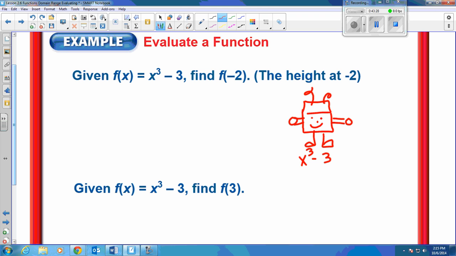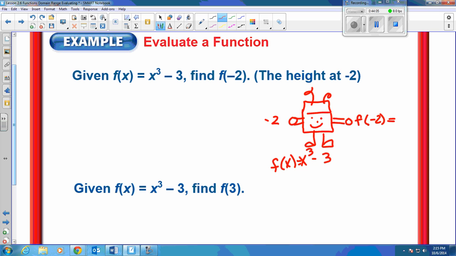Well, x is really my what? What's another word for x? Domain, or my independent, or my input. So his whole job is to take the input, cube it, and subtract 3. So f of negative 2 means if the input was negative 2, what is f of negative 2? What is the output at x equals negative 2? What is the range for a domain of negative 2? What is the dependent value when the independent value is negative 2? What is the y when x is negative 2?